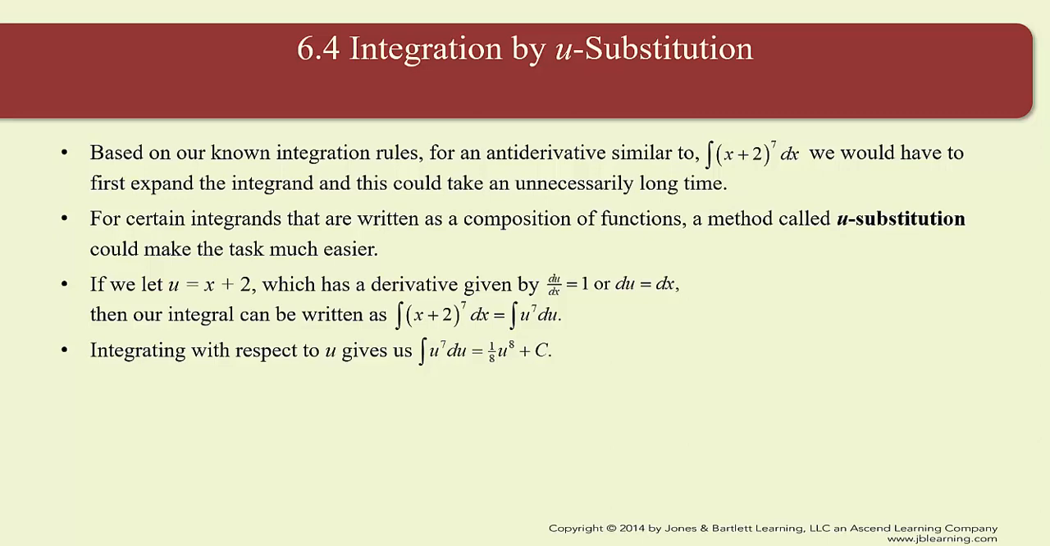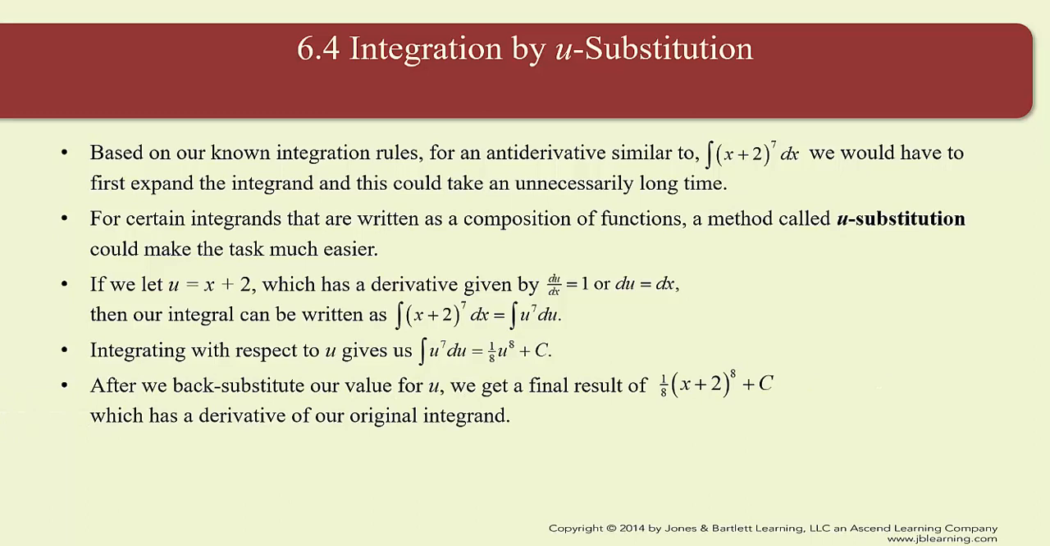But since we started off with x's, we have to have our answer in terms of x's. Well, we know u is x plus 2, so we do what's called back substituting. We substitute x plus 2 back in for the u, and we get a final result of 1/8 times x plus 2 to the 8th power plus c. And if you go ahead and differentiate 1/8 quantity x plus 2 to the 8th plus c, you're going to get the original integrand. Remember, that's our built-in check. Recall the derivative of an indefinite integral yields the integrand.